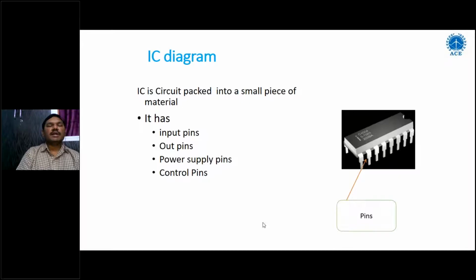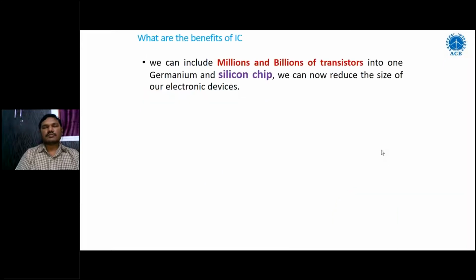Right. Any chip will have 4 types of pins. I don't want to explain the complete theory of this IC. So here any IC will have 4 types of pins. One is input pins, second is output pins, third is power supply pins, and fourth is control pins. These are called pins.